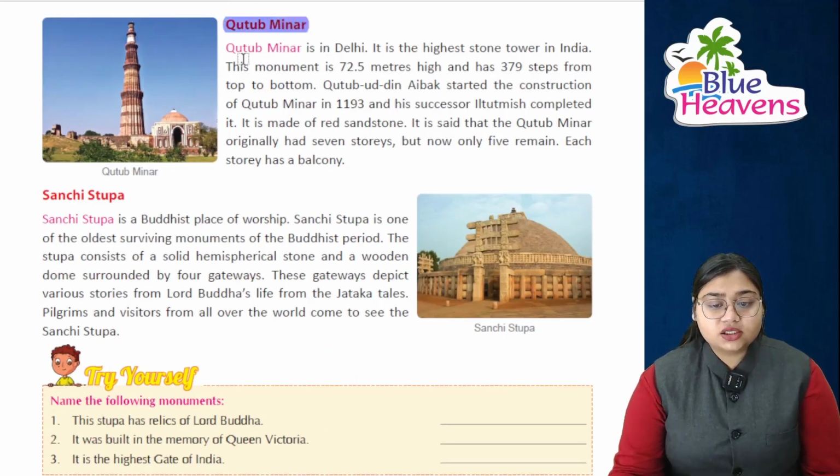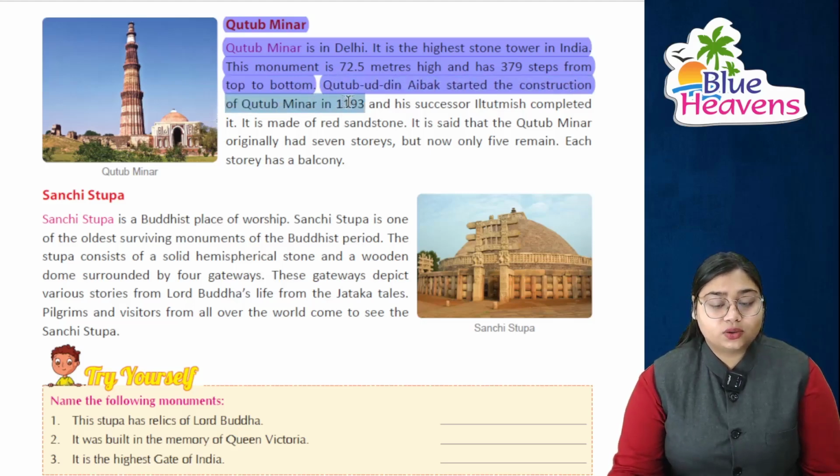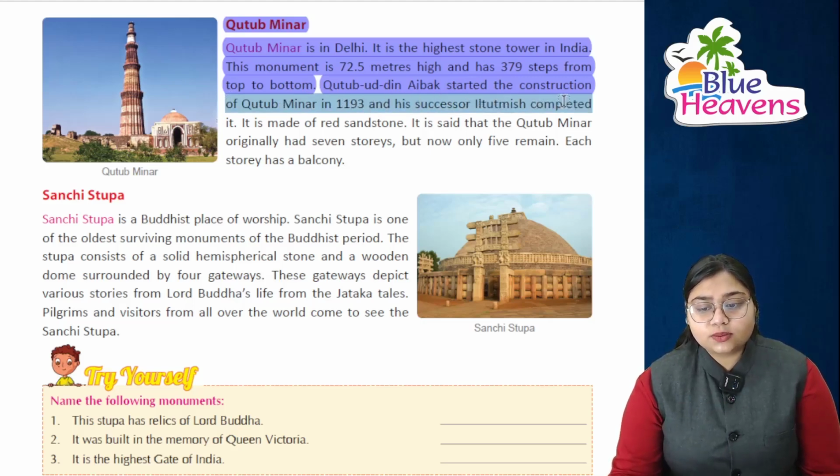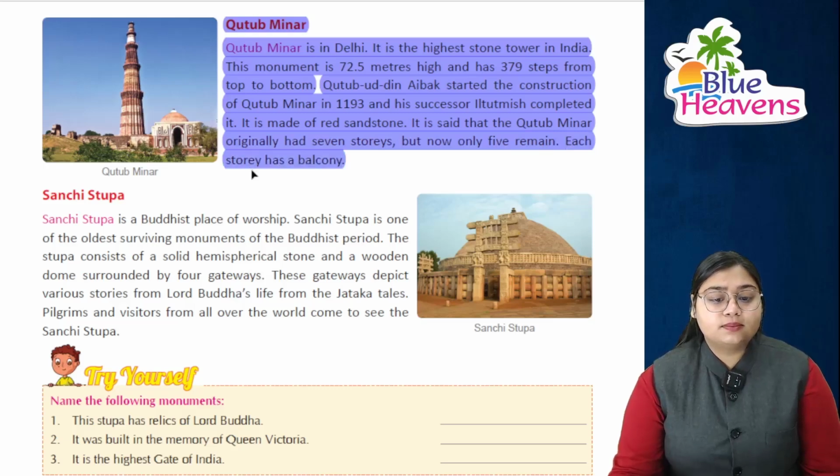Next is Qutub Minar. So Qutub Minar कहाँ पे है? It is in Delhi and it is the highest stone tower in India. This monument is 72.5 meters high and has 379 steps from top to bottom. Qutbuddin Aibak started the construction of Qutub Minar in 1193 and his successor Iltutmish completed it. It is made of red sandstone. It is said that Qutub Minar originally had 7 stories, but now only 5 remain. Each story has a balcony.